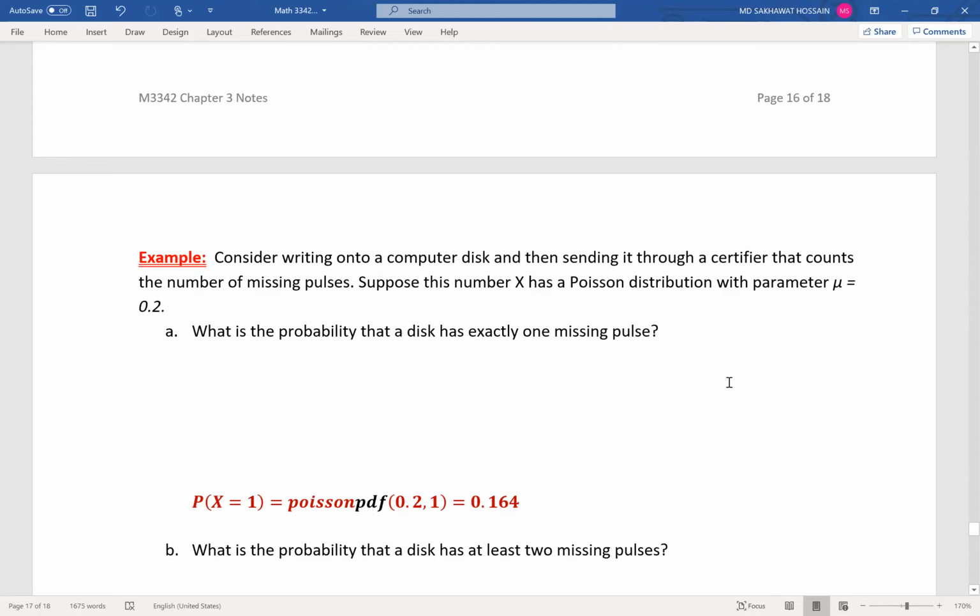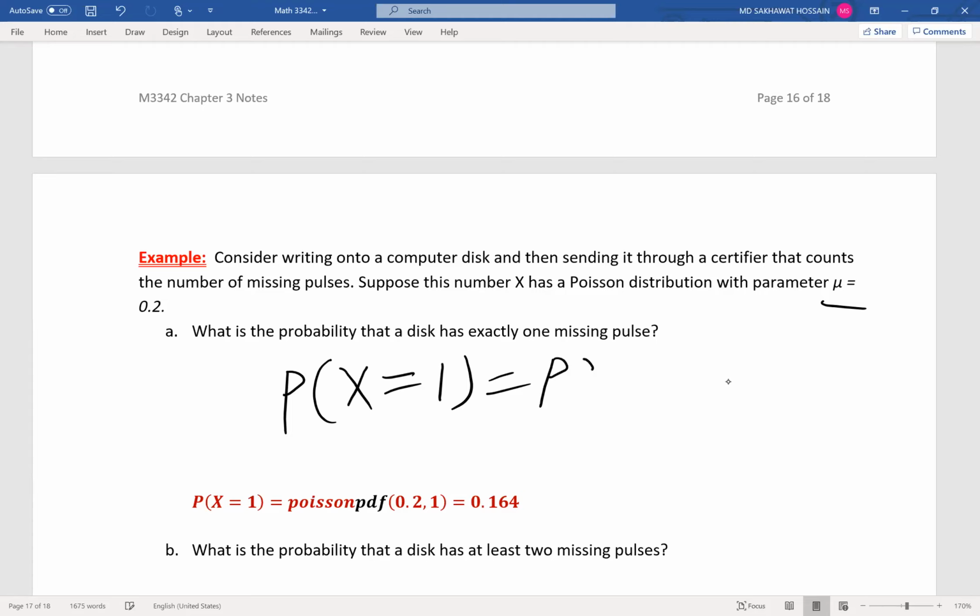Okay, the next one is: consider writing onto a computer disk and then sending it through a certifier that counts the number of missing pulses. Suppose this number x has a Poisson distribution with parameter mu, and mu is 0.2. What is the probability that a disk has exactly one missing pulse? So here mu is 0.2, and we have to find the probability x is exactly equal to 1.